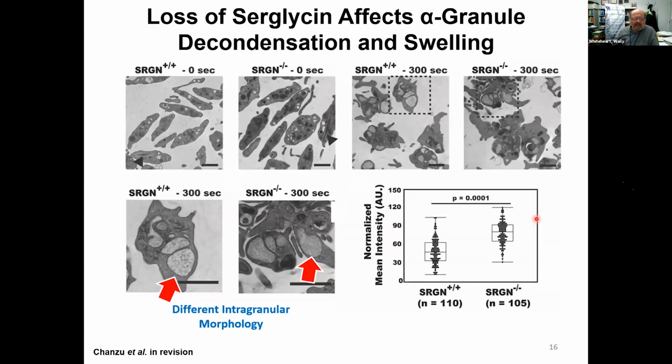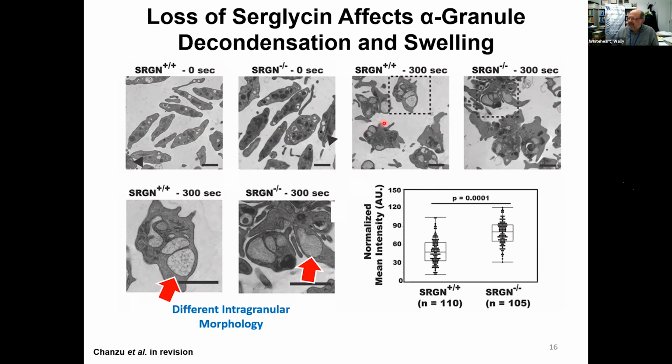The next thing we wanted to look at is, does it make a difference in granule decondensation? And so if you look here, wild type platelets and serglycin knockout platelets have the typical discoid shape in resting conditions. And basically the granules look pretty much the same. When we measure them, they're pretty much the same size. So there's no real difference, plus or minus this proteoglycan.